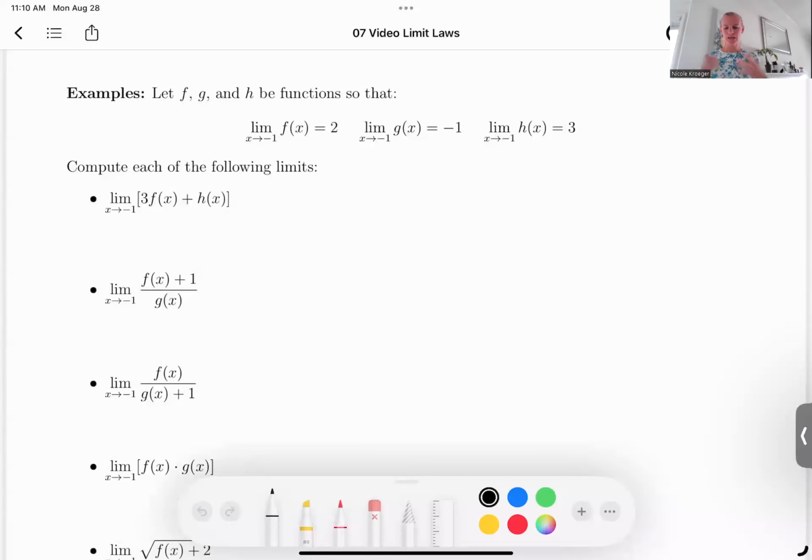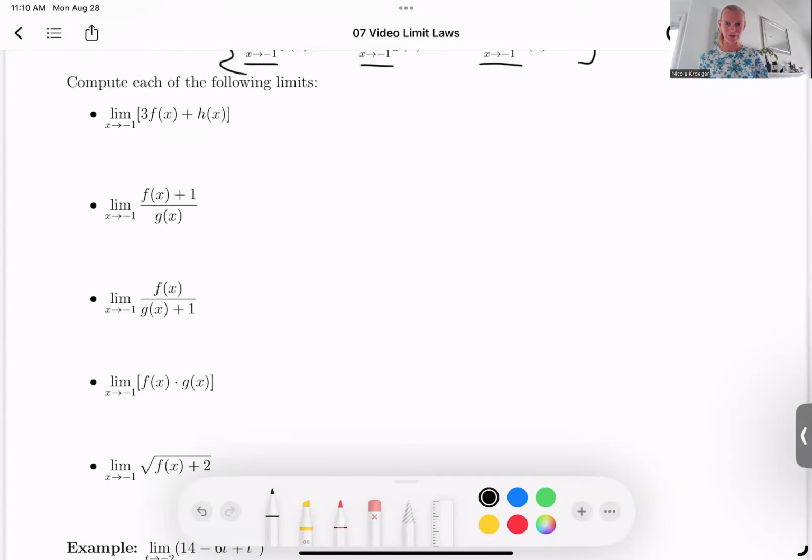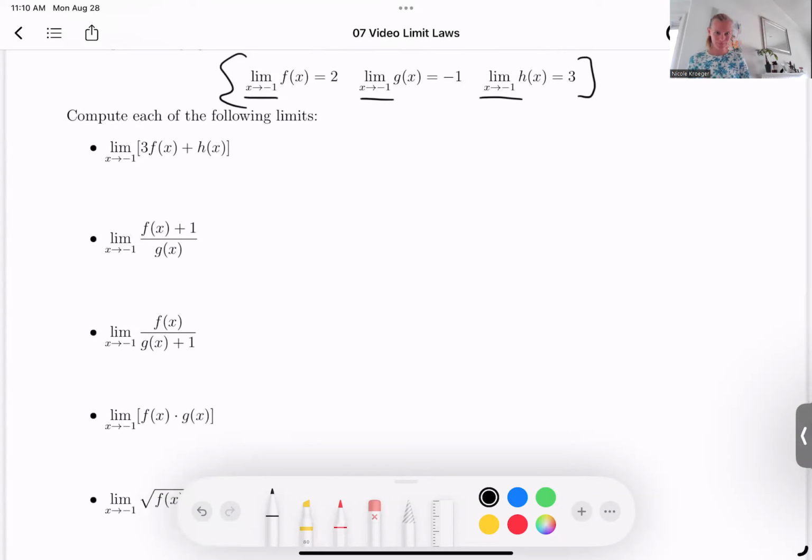Okay, so in this problem, we've got three functions, f, g, and h. We know something about their limits up here. And now we're going to use limit laws to compute some other things. We notice that x is approaching -1 in each of these. So all of these examples we have to have x approaching -1. Otherwise, we're not going to know what to do.